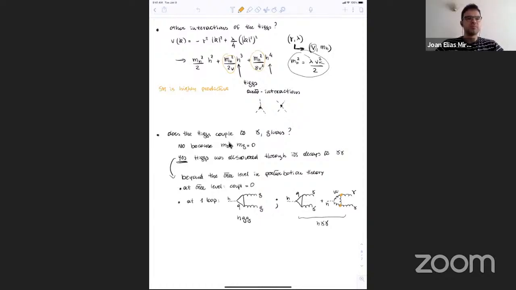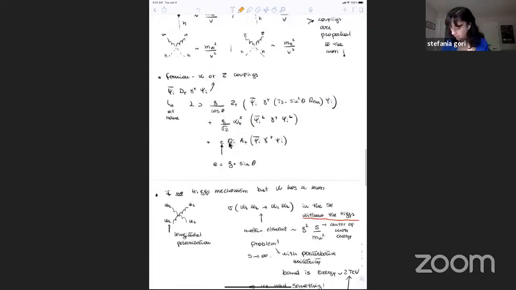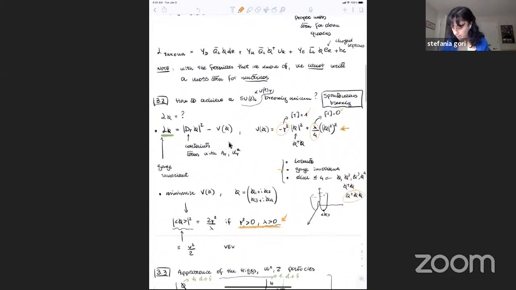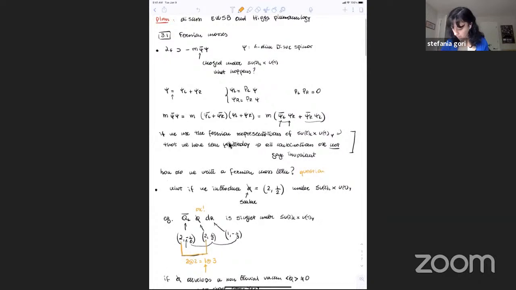Next question by Fenway. Please go ahead. Hi, Stefano. So I have a question about the group theory. Can you give me more details about 2 cross 2 equals 1 plus 3? I didn't understand. Sure, this notation. Let's see, where did I write it? One second. Okay, here it is.